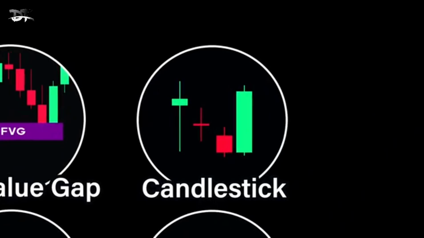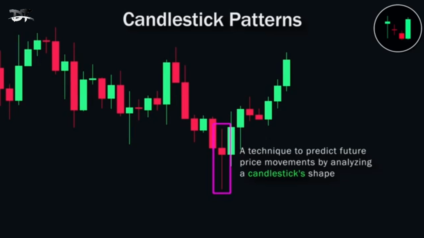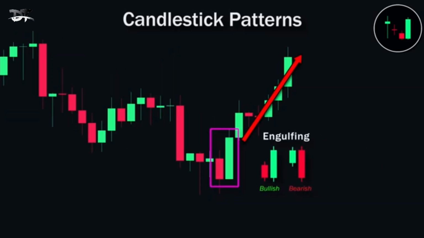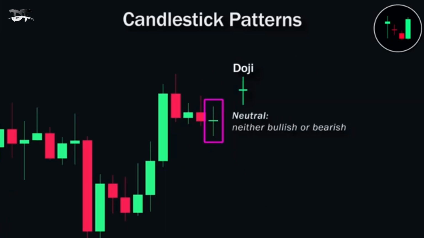Candlestick patterns. It is a technique that traders use to analyze future price movements by looking at specific candlestick shapes. Notable candlestick patterns include engulfing patterns, which signals strong momentum towards the direction of the engulfing candle, hammer and shooting star patterns, which indicates rejection as shown by the long wick on one side, doji patterns, which signals neutrality in the market.